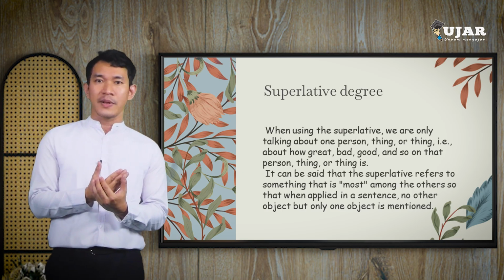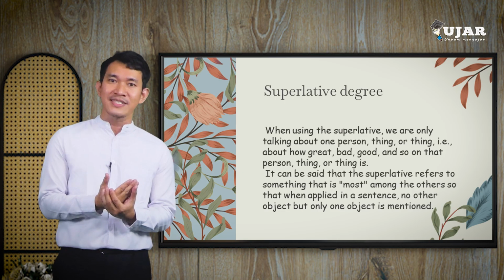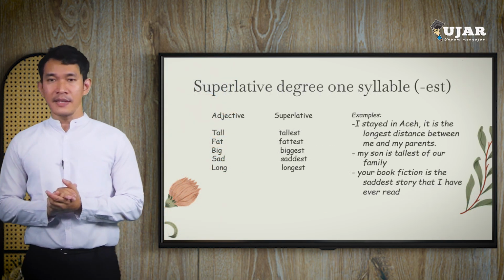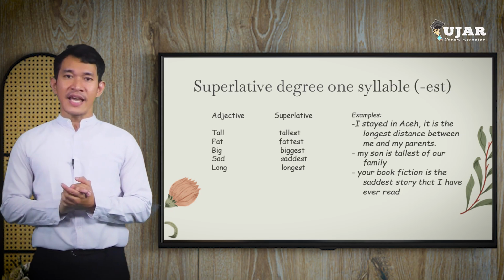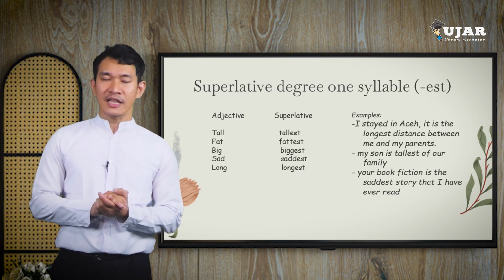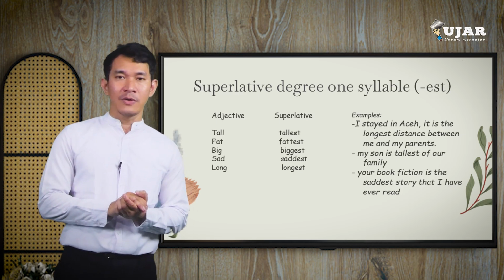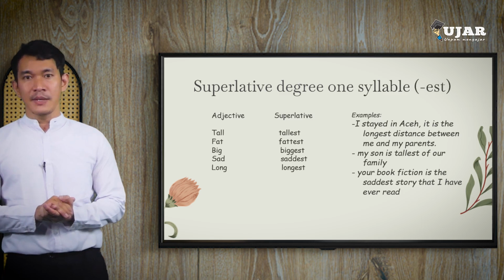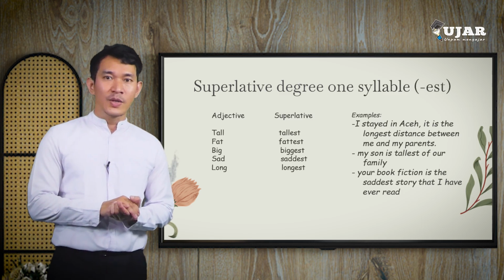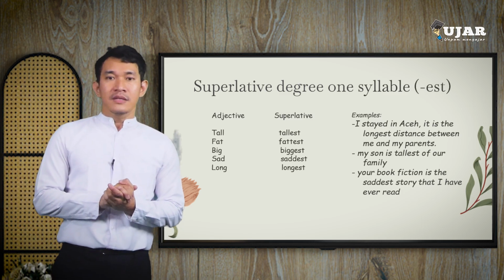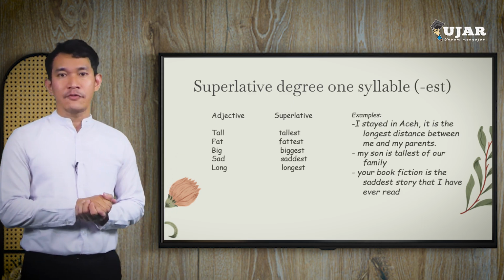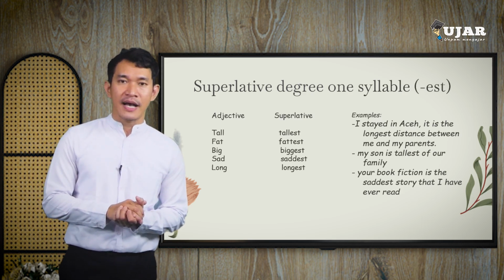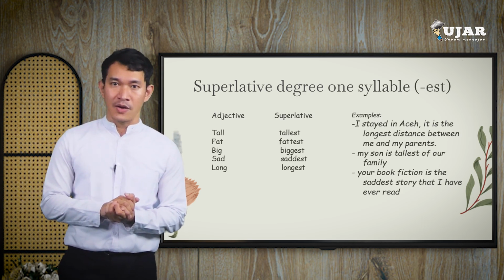The first type of superlative degree is the superlative degree of one syllable, with -est. Add -est for the superlative if the adjective has a consonant plus single vowel plus consonant spelling. The final consonant must be doubled before adding the ending. Look at this table. Tall becomes tallest, fat becomes fattest, big becomes biggest, sad becomes saddest, and long becomes longest.